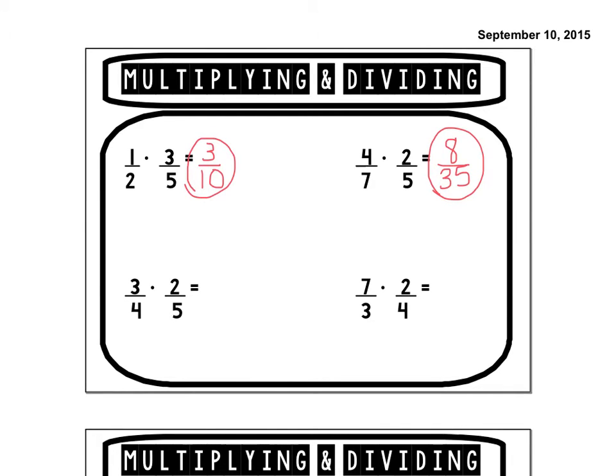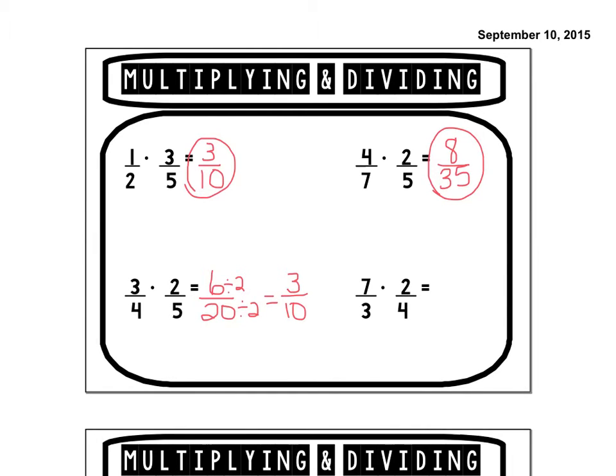The third problem is where we encounter a place where we have to reduce. So I'm going to show you a couple different ways. The first way is top times top gives us 6, bottom times bottom gives us 20, and then I know that 2 can go into each of these. So I'm going to divide by 2, and we end up with 3/10.